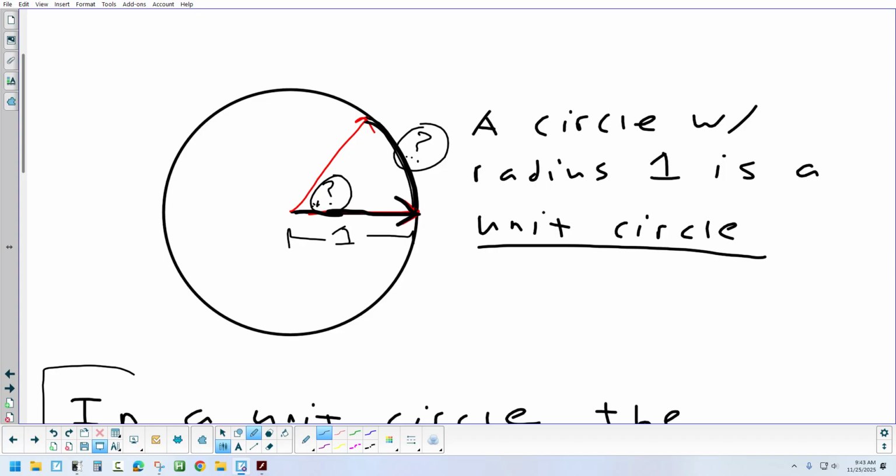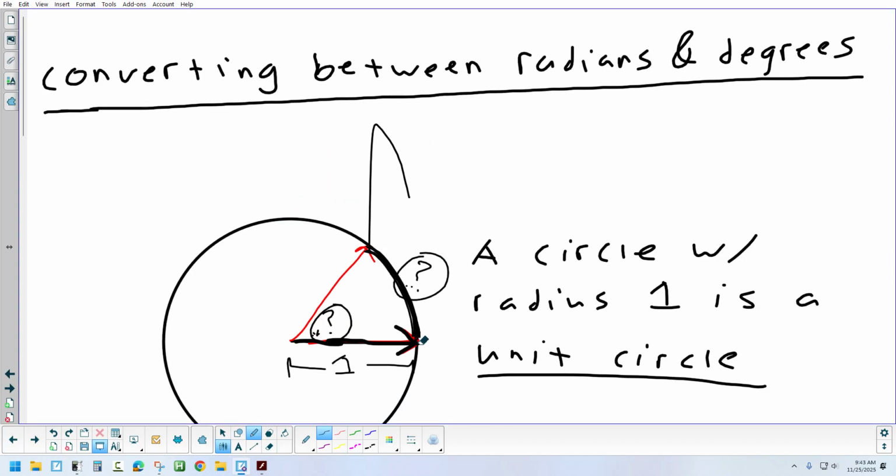I want to figure out how many radians are in 360 degrees. If I were to draw a 360 degree angle in that circle, how big would the arc be? So that's not a 360 degree angle, and the arc is right there. But what if this angle was 360? How big would the arc be?